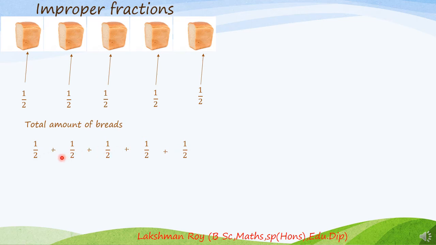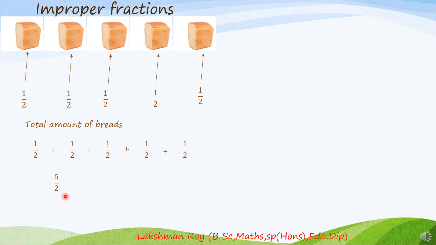You know, students, in addition of fractions, the denominators should be equal. You can see here in all the fractions the denominator is 2. So you can write one denominator. To add, you have to add the numerators: 1, 1, 1, 1, 1, five ones, so that means 5 over 2. This is the total amount of bread here as a fraction.